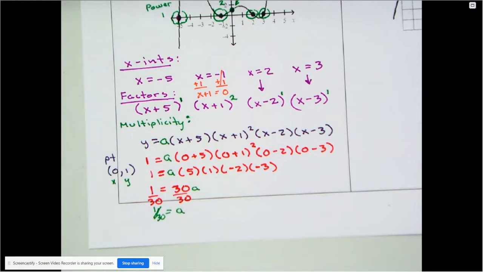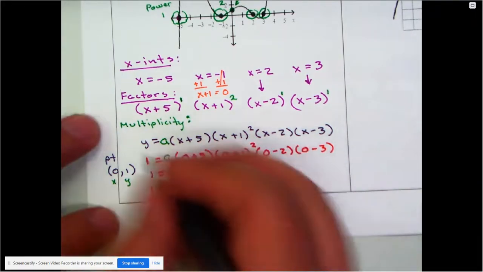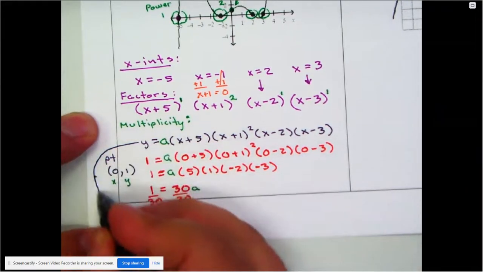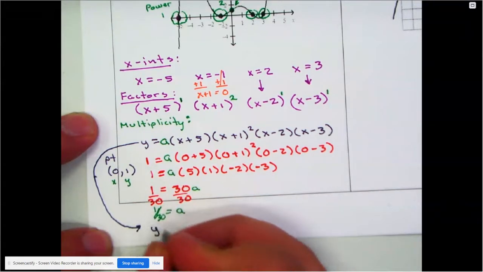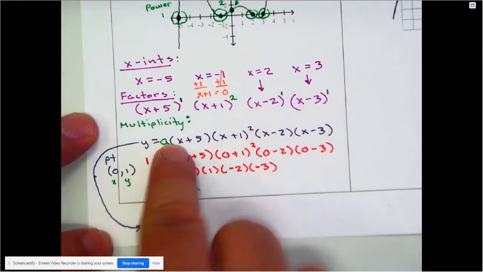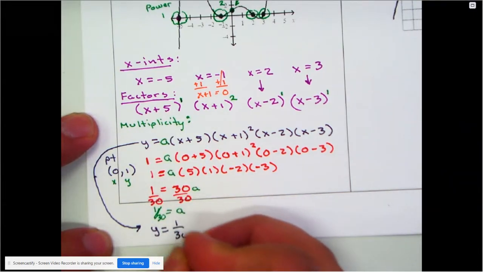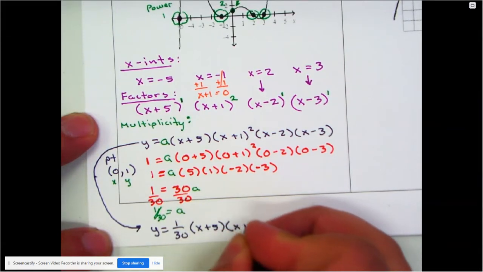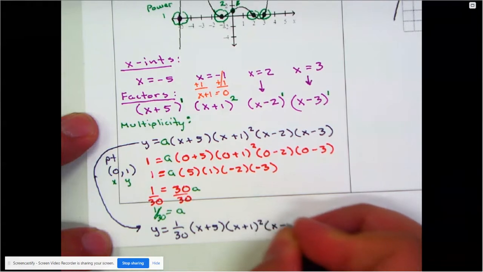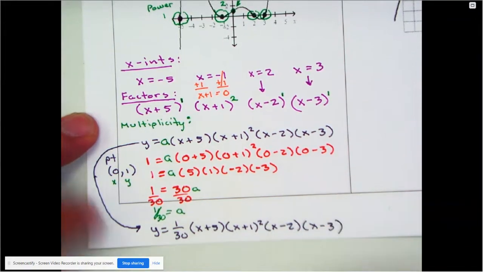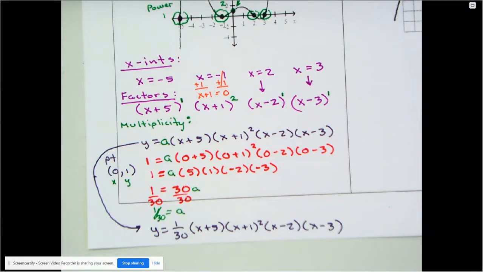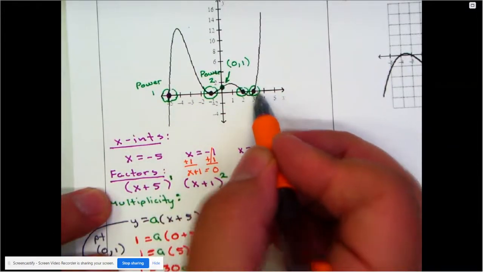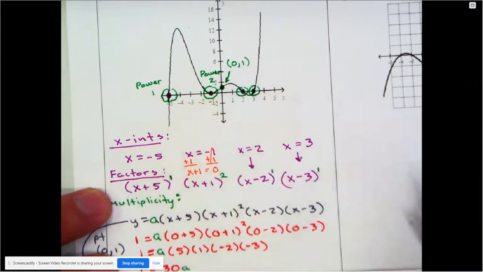So I'm ready to come back and write my equation, just like I did earlier. Remember, we kind of paused here. We had to do the work to find the a. So let me come back to where I started from, and here's my equation. Y is equal to, well, it said a, but I already know what a is, 1 over 30, and then I just bring everybody else back. X plus 5, x plus 1 squared, the x minus 2, and the x minus 3. And just like that, we have officially found the equation for this polynomial that hits all these 4 x-intercepts, and it has that 1 point in the graph as well.